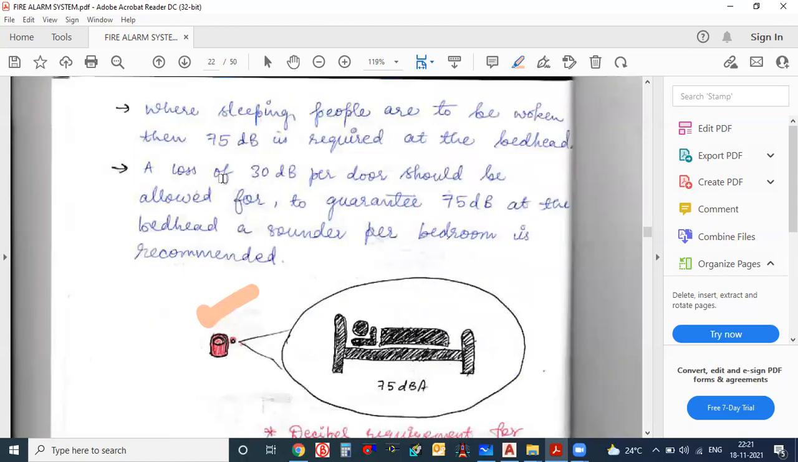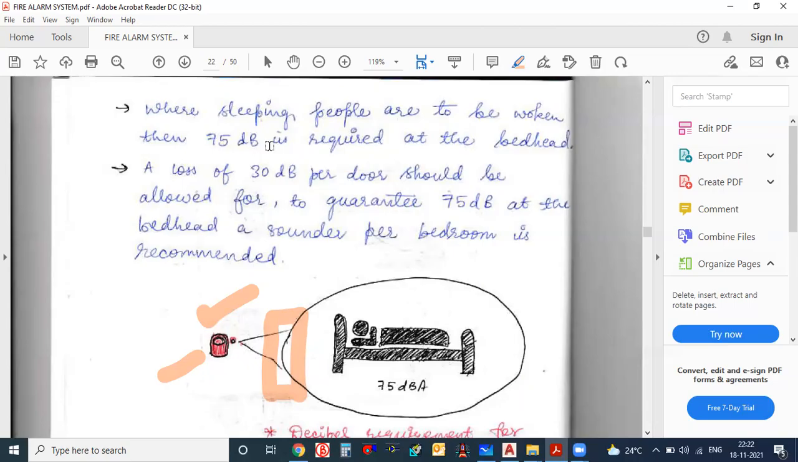And here it is also telling that a loss of 30 dB per door should be allowed for to guarantee 75 dB, because the door will be closed. So here you have to consider the loss of 30 dB also, because maybe the door is very heavy, thick, and that person cannot hear the alarm. So here it is telling that loss of 30 dB.